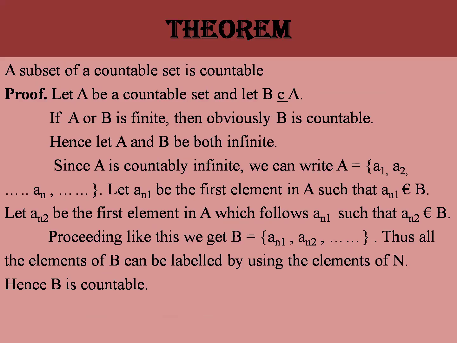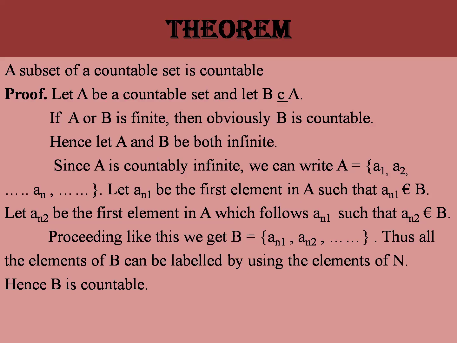First, if A or B is finite, then obviously every finite set is countable, therefore B is countable. If A is finite, B is a subset of A, therefore B is also finite, hence B is countable. That case is over. In another case, if A and B both are infinite, A infinite means, as already given, that A is countable, so it must be countably infinite.